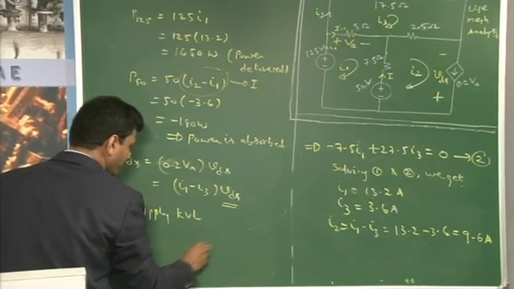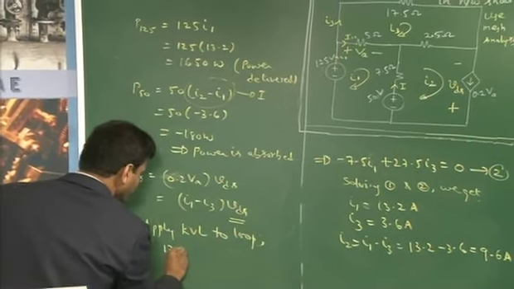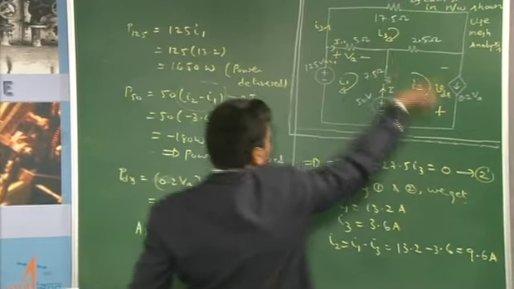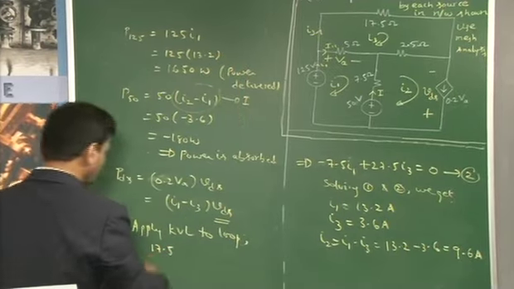The outer loop we will identify in this way. KVL to the loop. So 17.5. It is not a mesh, please remember, because this can be further divided into some more closed paths. So we are finding the voltage drop by considering the outer loop.